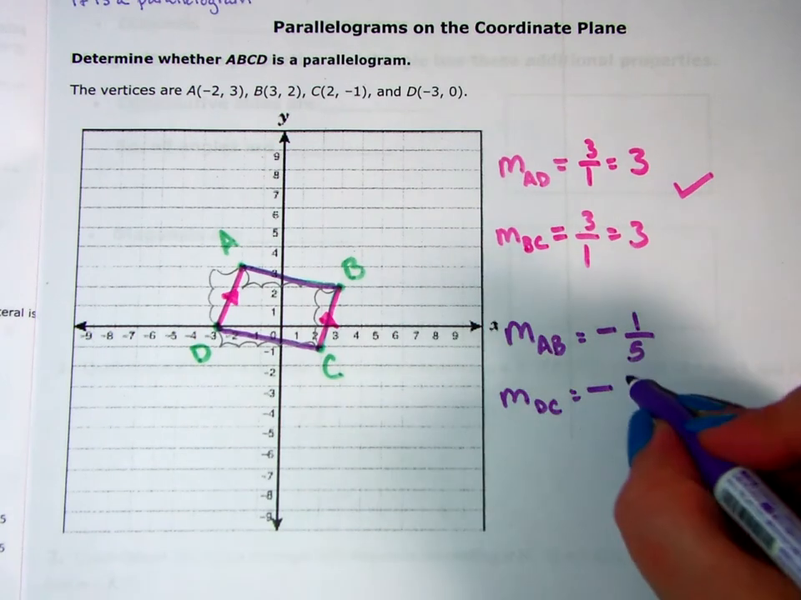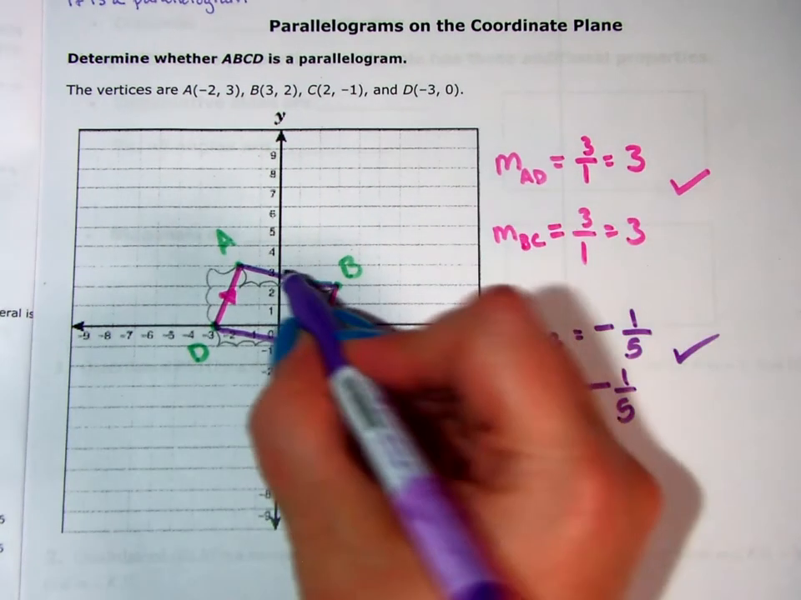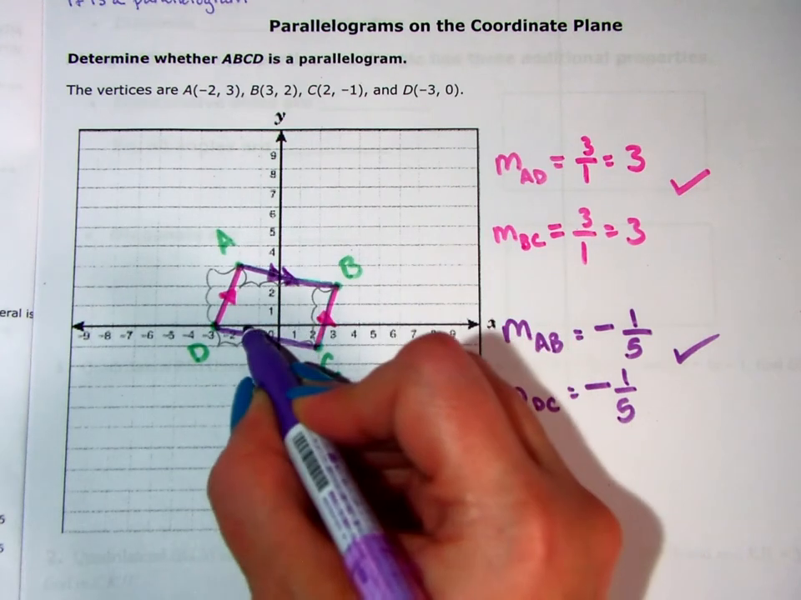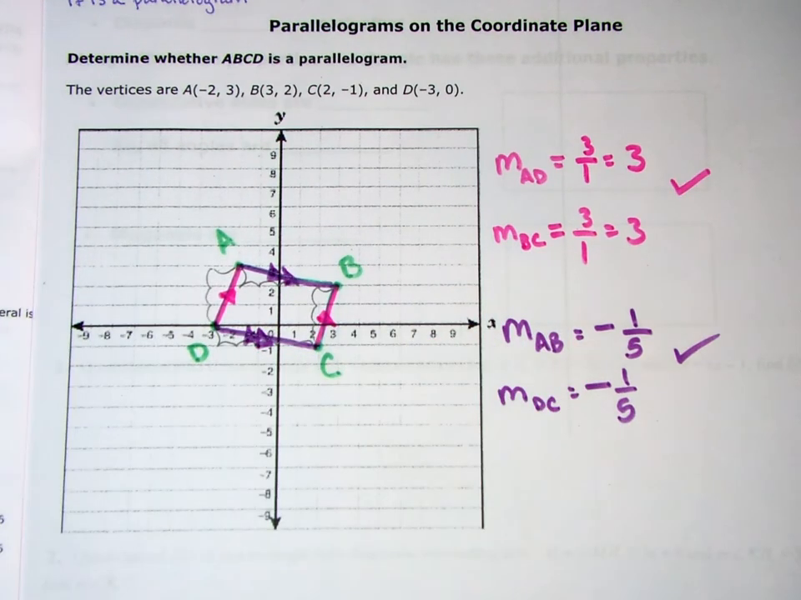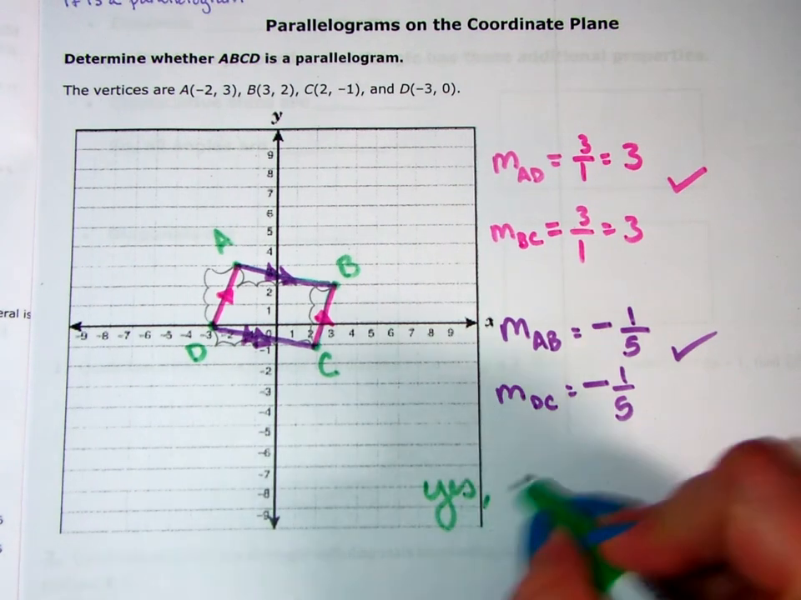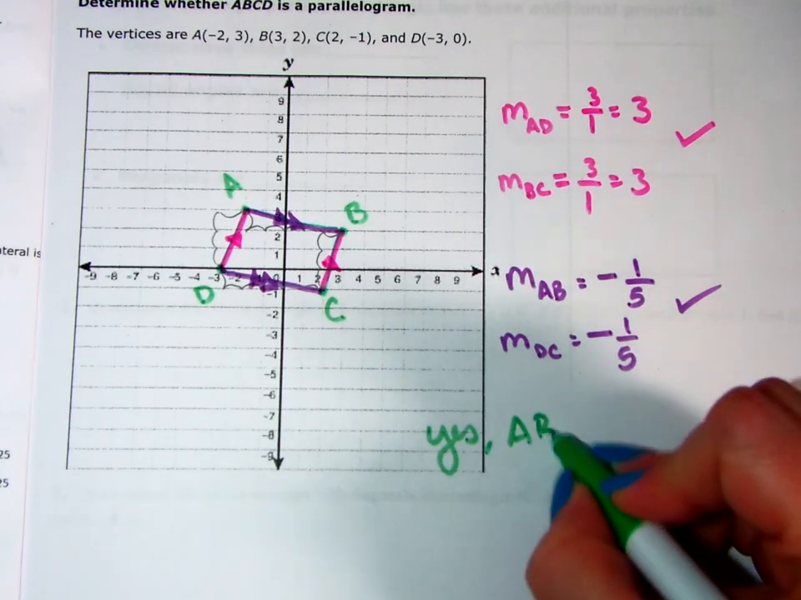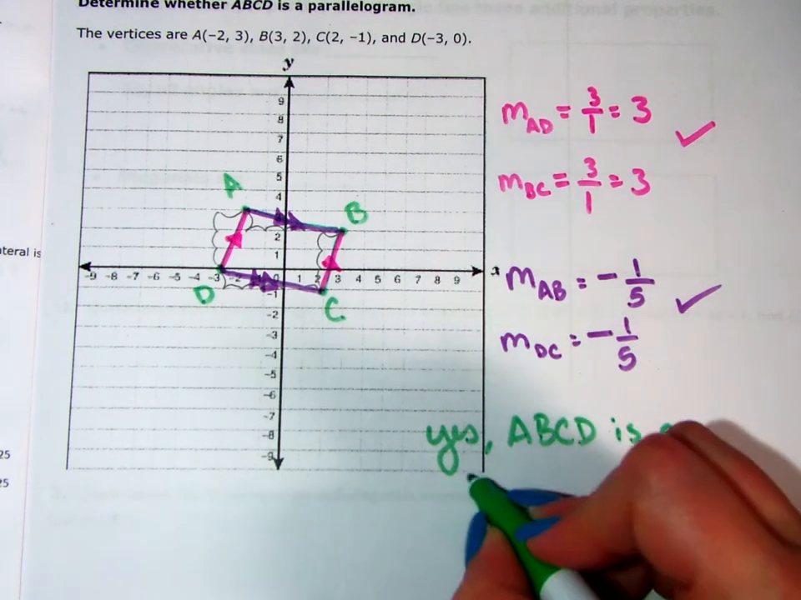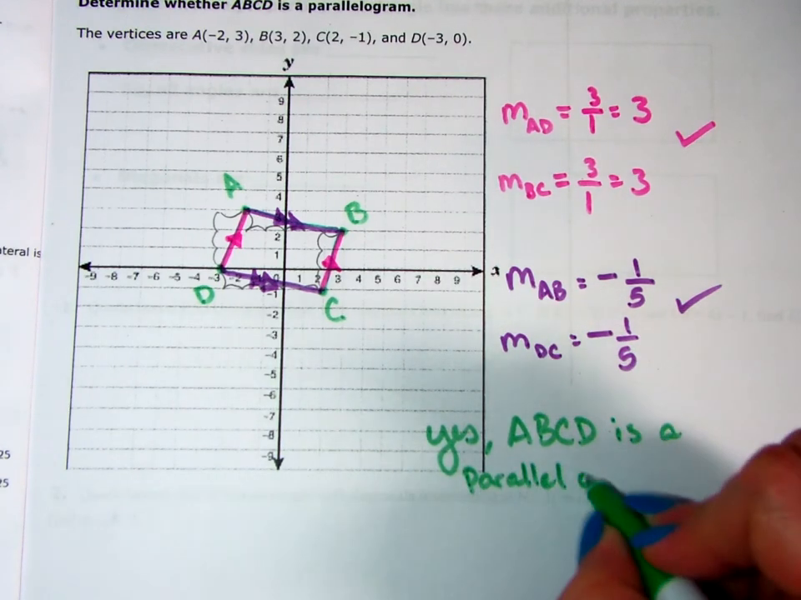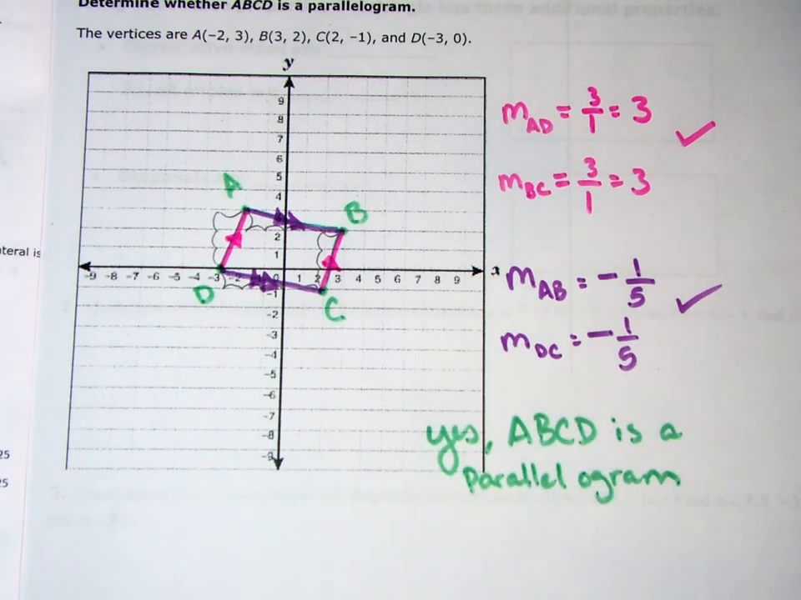Are they parallel? Yes. So this is parallel to this. Is this a parallelogram? Yes, it is. A, B, C, D, is a parallelogram. I don't know why I put a big space between parallelogram. It's a parallelogram. Okay? When you have a coordinate grid, that's going to be the easiest way to show you have a parallelogram with the least amount of actual algebra involved.